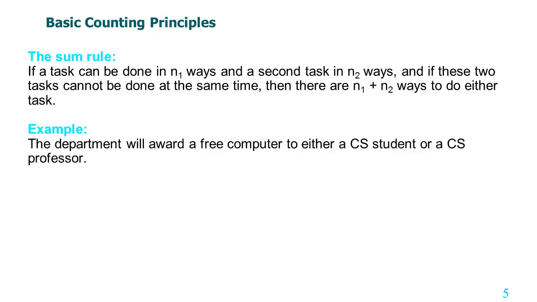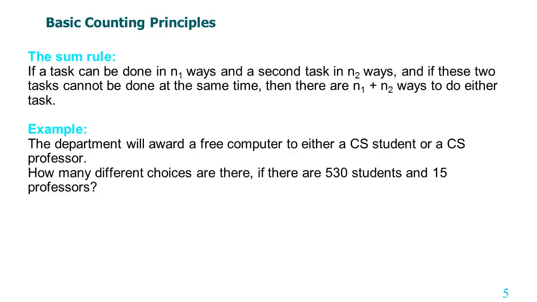For example, suppose that a department awards a free computer to either a computer science student or a computer science professor. Then how many different choices are there? If there are 530 students and 15 professors, there will be 530 plus 15, that is 545 choices. Here we use the sum rule technique.